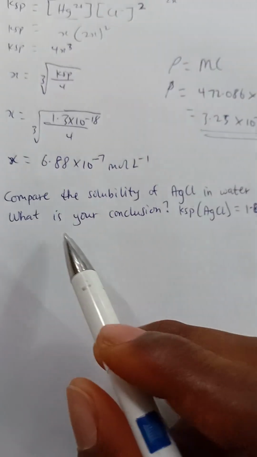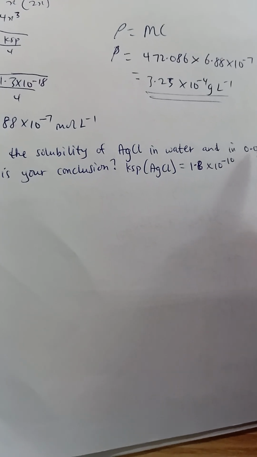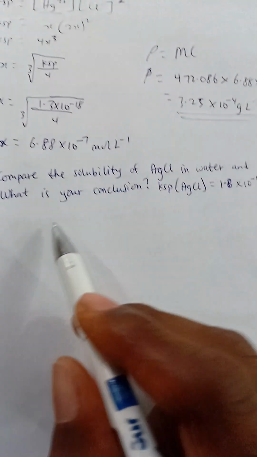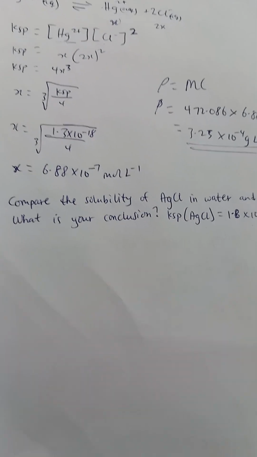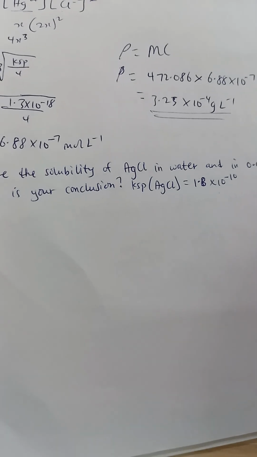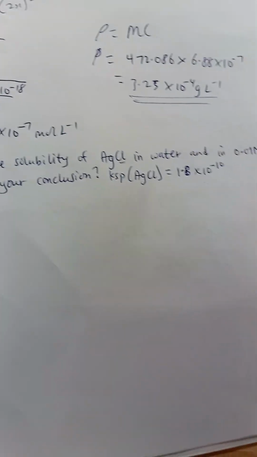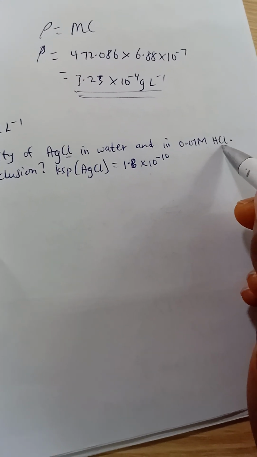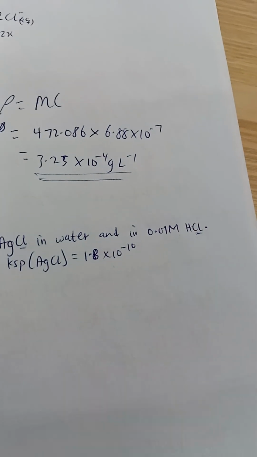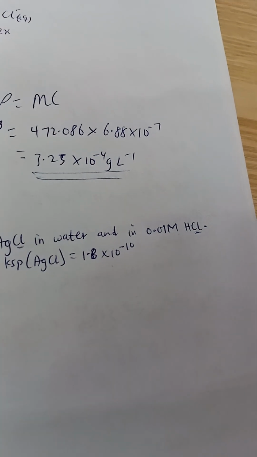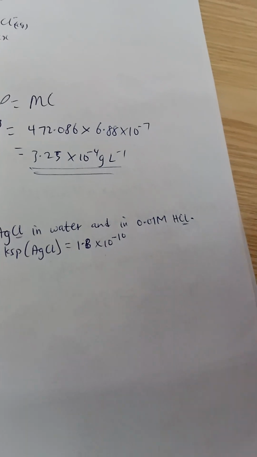Compare the solubility of silver chloride in water and in 0.01 molar HCl. What is your conclusion? Ksp of silver chloride was given. So this is common ion effect, isn't it? AgCl contains chloride ion. HCl also contains chloride ion, isn't it? And we said that common ion effect decreases solubility. Common ion effect and then complex ion formation, they decrease solubility.